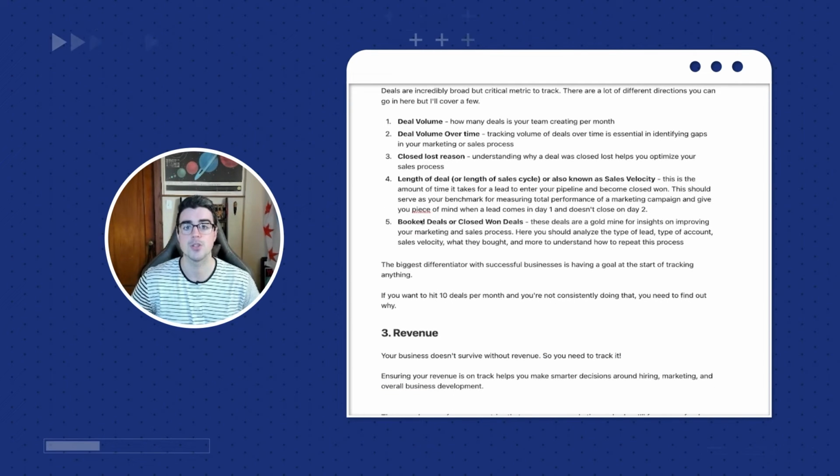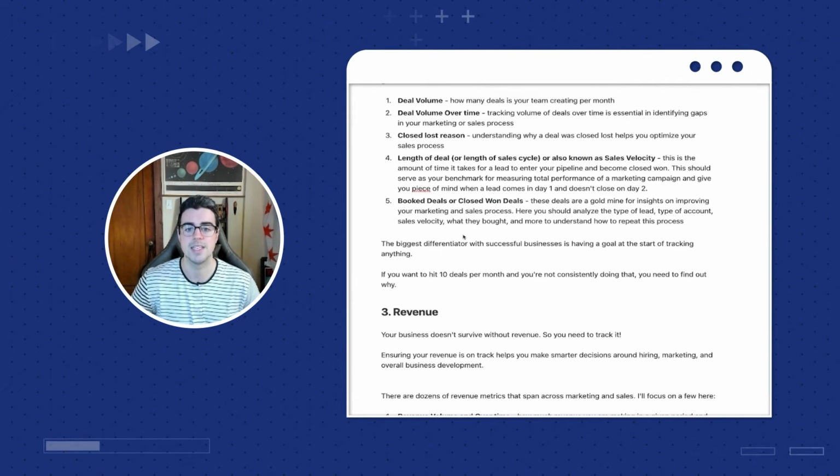Next is closed lost reason. This is understanding why a deal was closed lost, and it helps you optimize your sales process. To start, you can use this as an open text field because you don't really know why people would lose out on a deal initially, but over time you'll want to quantify these so then you could start to more proactively identify earlier stages in the pipeline where people might become closed lost.